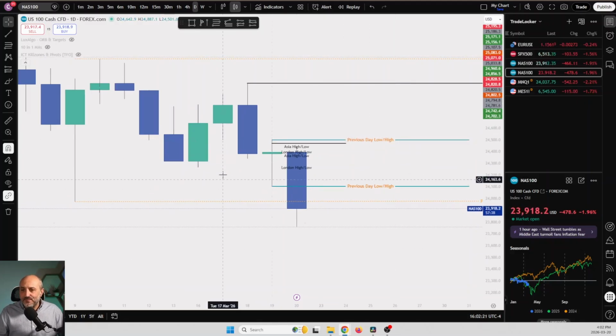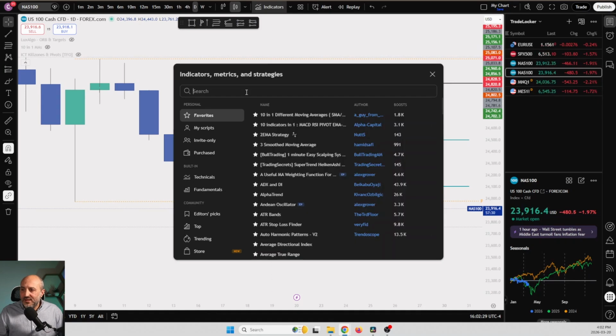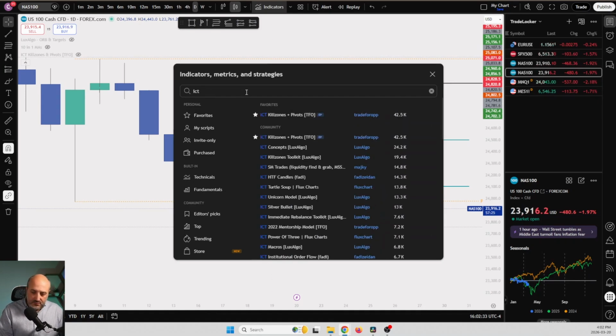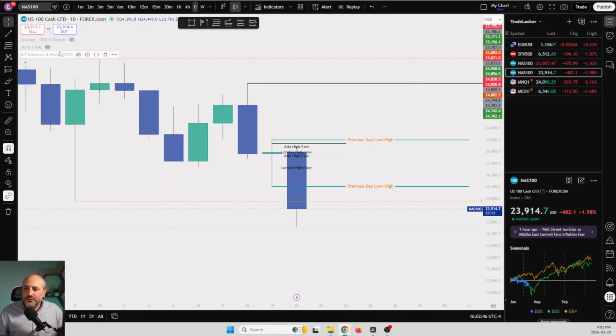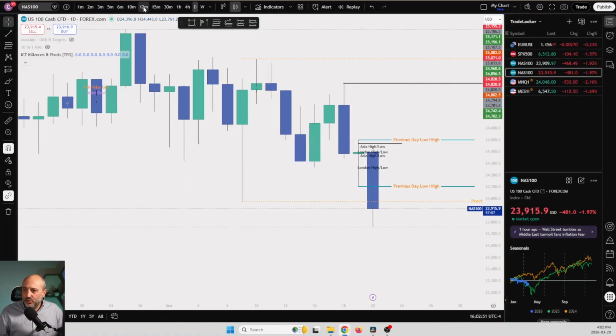Now the next step, it's the London and Asia session. What I do for that, I have an indicator. So we can go to indicators and just type ICT kill zone. So it would be this one right here. It's called ICT Kill Zone Plus Pivot. Just select it and it will show up on your chart. Let me activate it. So this is what it would look like.